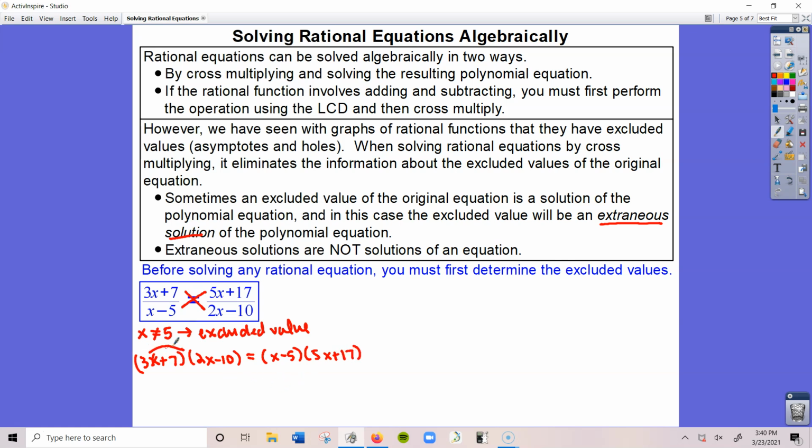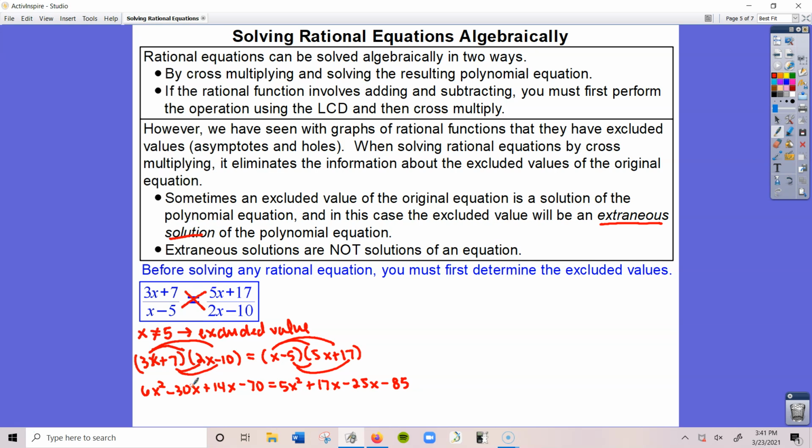We have to distribute everything on both sides of the equal sign. And we get 3x times 2x, which is 6x squared, minus 30x plus 14x minus 70 equals 5x squared plus 17x minus 25x minus 85.